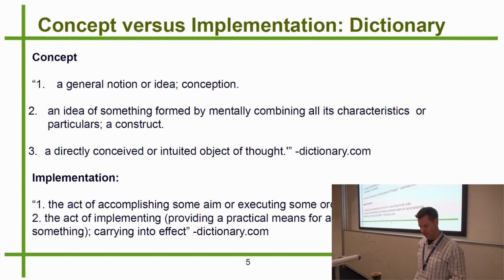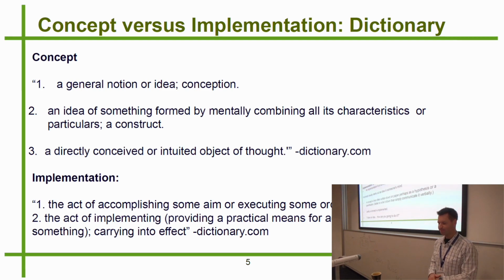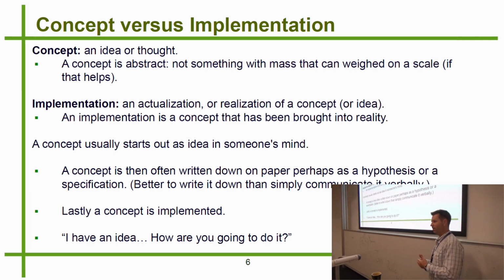Then implementation: the act of accomplishing some aim or executing some order. The act of implementing, providing a practical means for accomplishing something, carrying into effect. So an implementation is something real, something tangible, something that you can measure, that you can see and observe in the real world. Does that make sense? I hope you're with me. It's not complicated, there's no trick here. This is hopefully something that makes sense to you. So a concept is an idea or a thought.